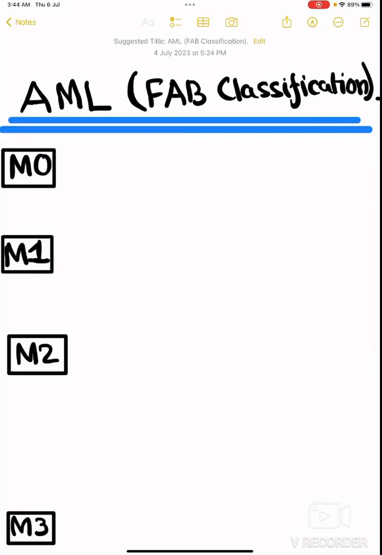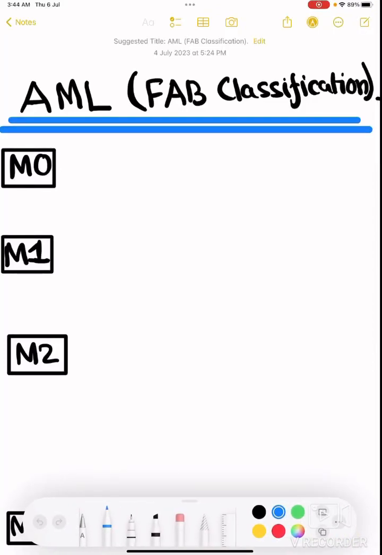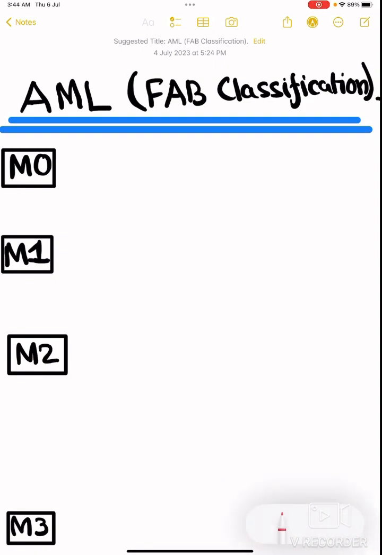Hello guys, in this topic we are going to discuss the FAB classification of AML. It is a very important topic and you have to remember it, and a lot of questions are asked. It is extremely important and can be asked from pathology, medicine or pediatrics also. So what is the FAB classification?